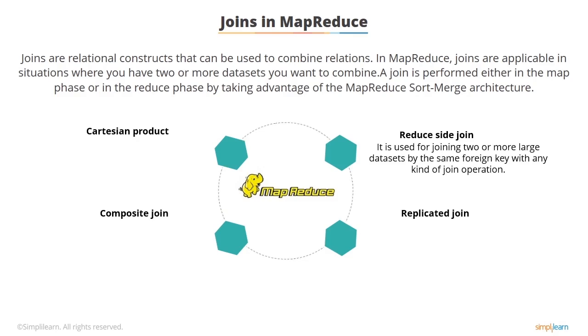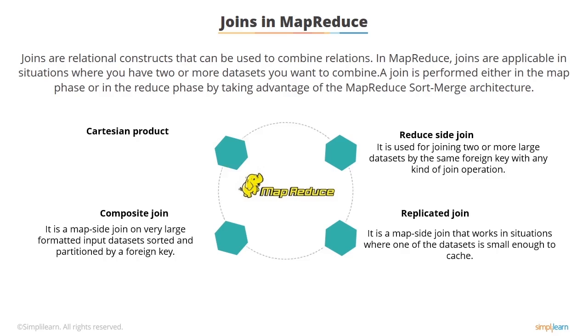A reduce side join is used for joining two or more large datasets with the same foreign key with any kind of join operation. A replicated join is a map side join that works in situations where one of the datasets is small enough to cache. A composite join is a map side join used on very large formatted input datasets, sorted and partitioned by a foreign key. A Cartesian product is a map side join where every single record is paired up with another dataset.